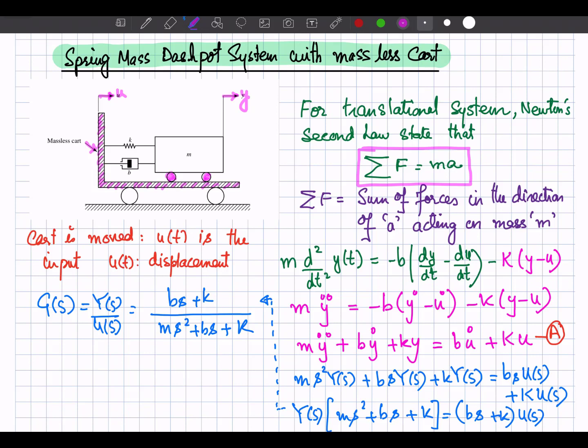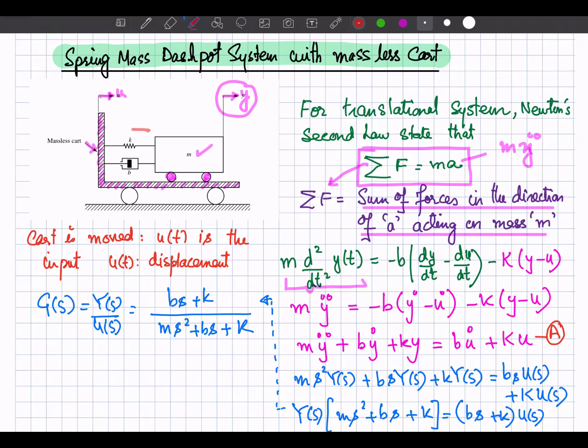right? So what is the summation of force? Sum of forces in the direction of acceleration acting on mass m. Those forces are summed together and their sum must be equal to the force applied because of the mass itself. So we can write down the differential equation for this system, that this ma is m y double dot, because the displacement over here is y. So m y double dot, that is the double derivative, that must be equal to the sum of the forces applied in the opposite direction, right?